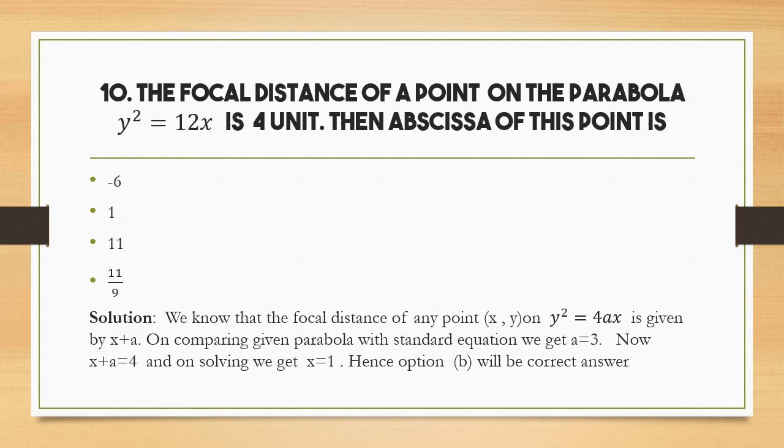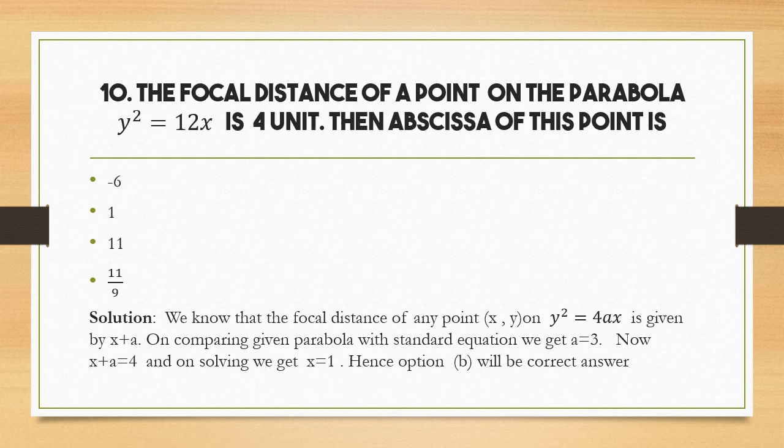In question number 10, they have told the focal distance of a point on the parabola y square equals 12x is 4 units. Then the abscissa of this point is? Now in this question, what is important? What is focal distance? Focal distance is nothing but the distance of any point on the parabola to the focus, or the distance between the point on the parabola and the focus.